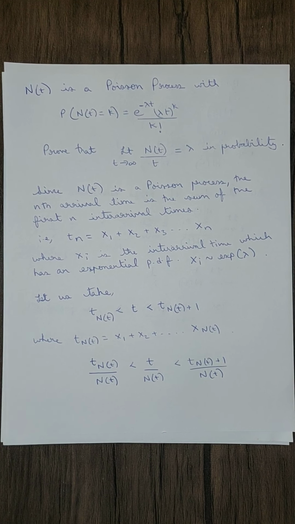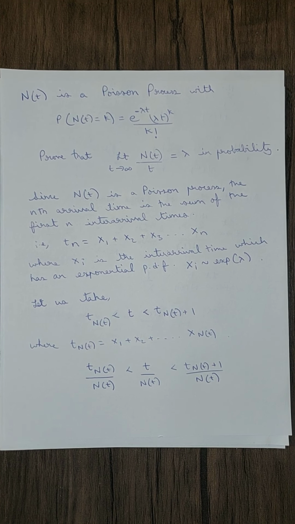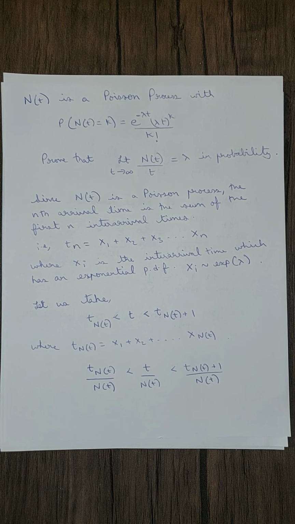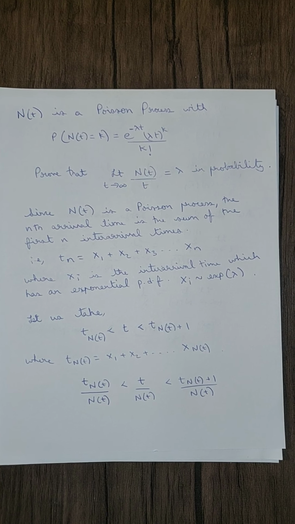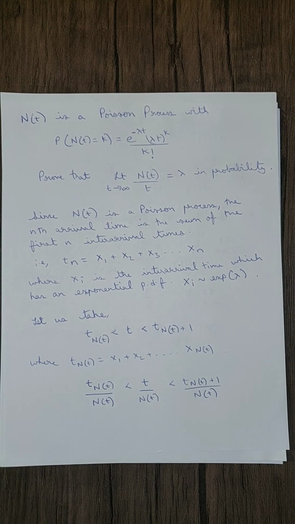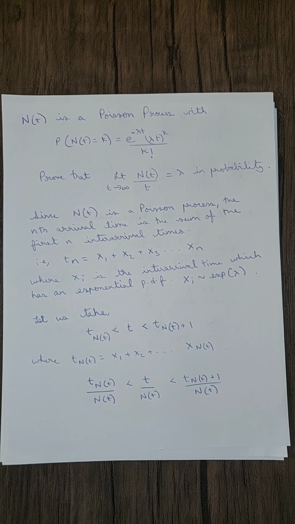This is the solution for the third question of homework 9. In the question we are given a Poisson process N(t) with the distribution, and we are asked to prove that the limit as t tends to infinity of N(t) by t tends to lambda in probability.